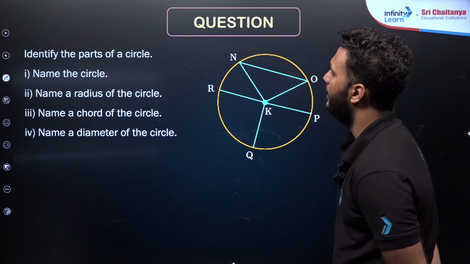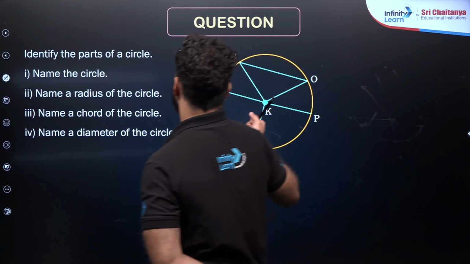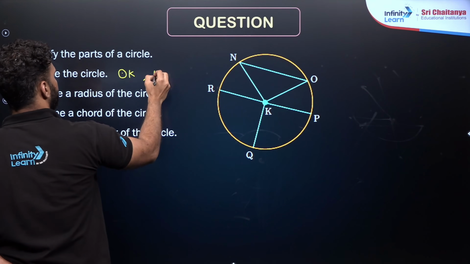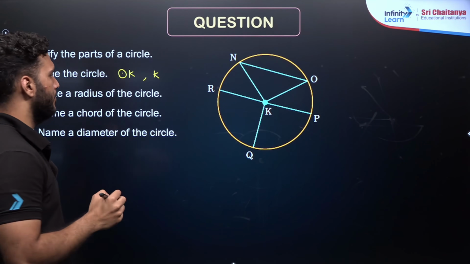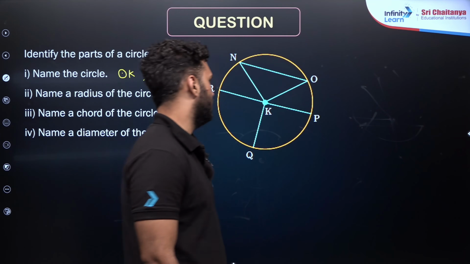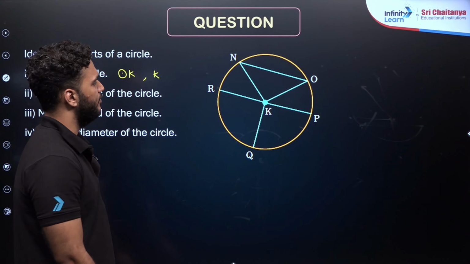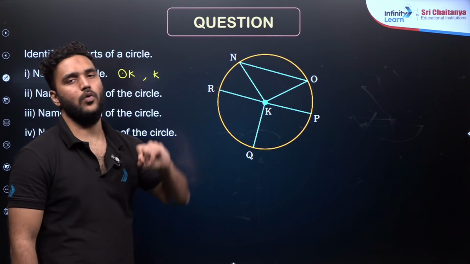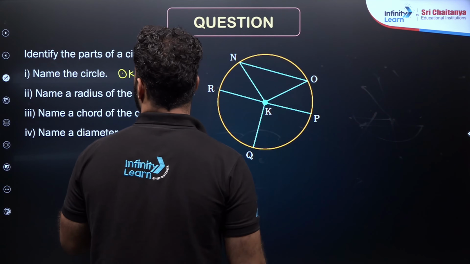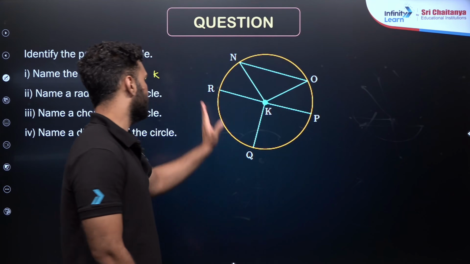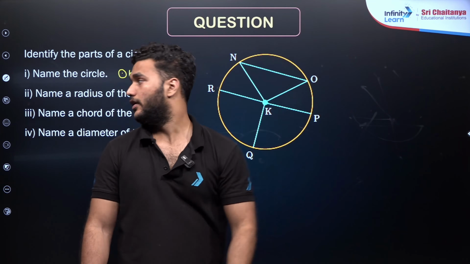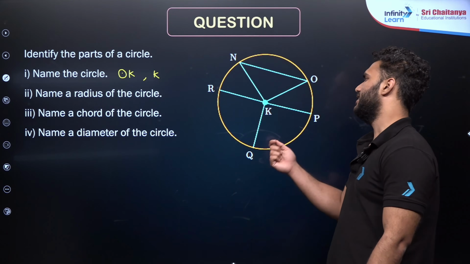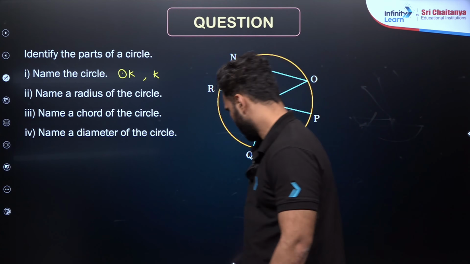Let's do this. Name the circle. How to name the circle? Take the center, make a circle, or you can just denote it like this also. Okay. Now name a radius of the circle. I can see 5 radii, I think: KO, KQ, KP, KR, KN. All these are radii. Name a chord of the circle: RP, NO. Now name a diameter of the circle. A diameter is a kind of chord which passes through the center: RP. That's it. Any doubt till yet, anyone?